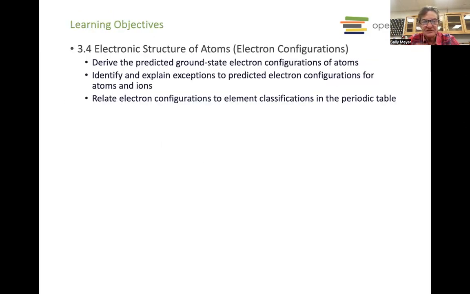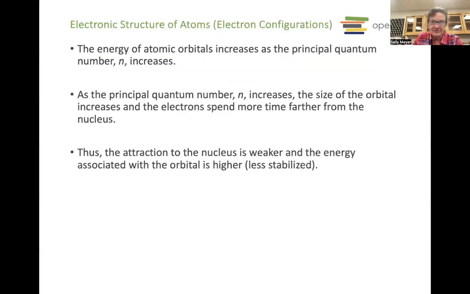So we have one more section for today's material. We want to derive something called an electron configuration for an atom. We want to identify and explain exceptions to predicted electron configurations, and we want to relate electron configurations to element classifications in the periodic table.